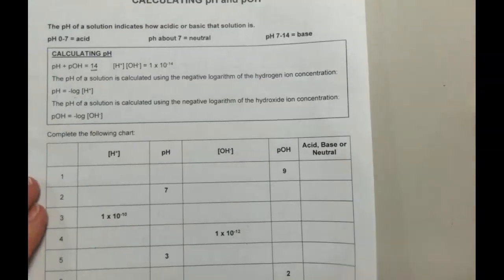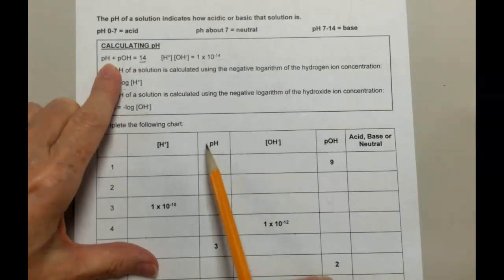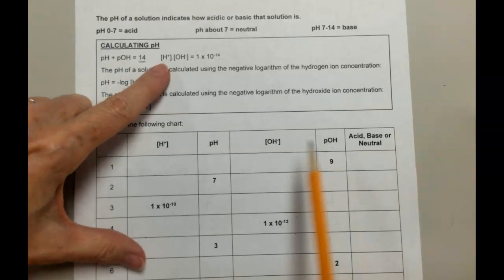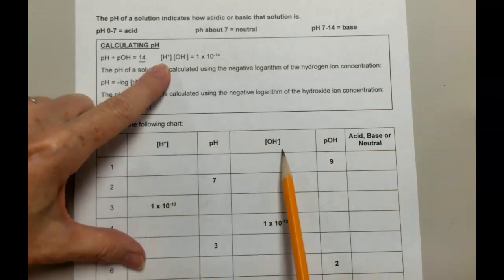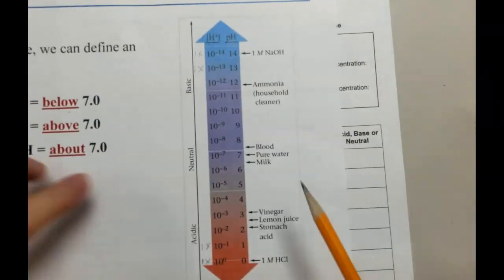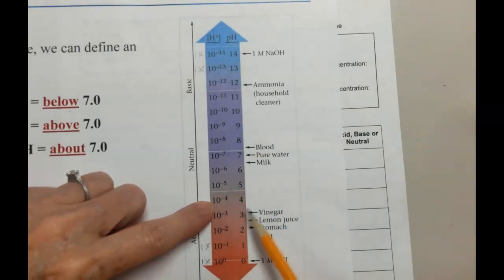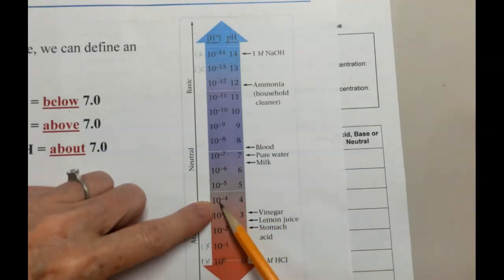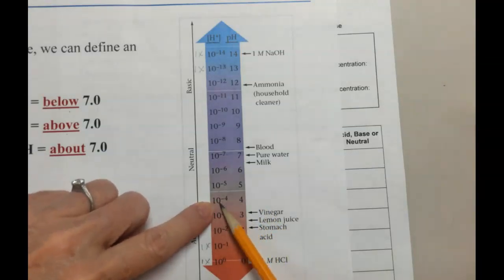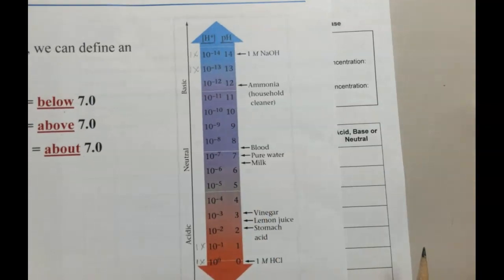So let's look at our calculations here. Notice everything is based on 14. pH plus pOH equals 14. Hydrogen concentration times hydroxide concentration equals 1 times 10 to the negative 14. So if I know one of these, like if I know this is 1 times 10 to the negative 4, my pH is 4, then what's my hydroxide concentration? Well, based on that number 14, what's 14 minus 4? Then my OH concentration would be 1 times 10 to the negative 10. So just remember everything's based on 14.